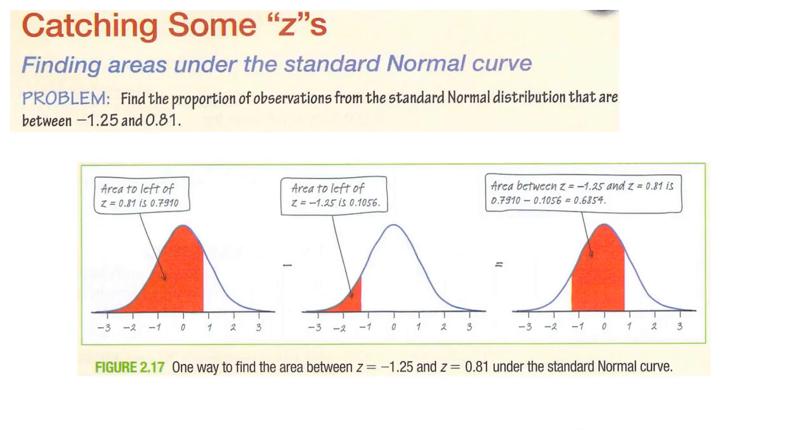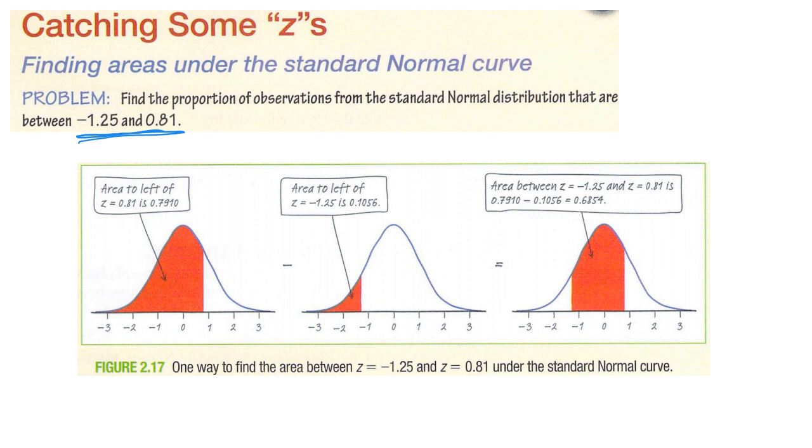So what if I need to find an area that's between, like we did on that last set of problems when we were using that 68, 95, 99.7 rule? Okay, I'm going to use this picture to do it because I think it's probably clearer than what I would write there. So it wants the proportions that are between negative 1.25 and 0.8.